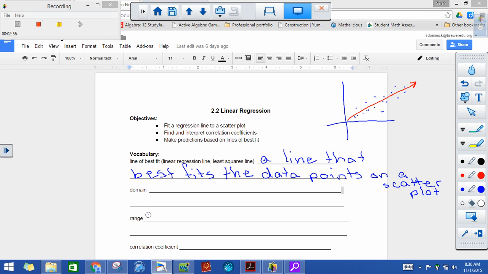Alright, so domain and range are back from freshman year. Your domain are the x values, or the inputs. And your range are the y values, or the output, what comes out of the function.